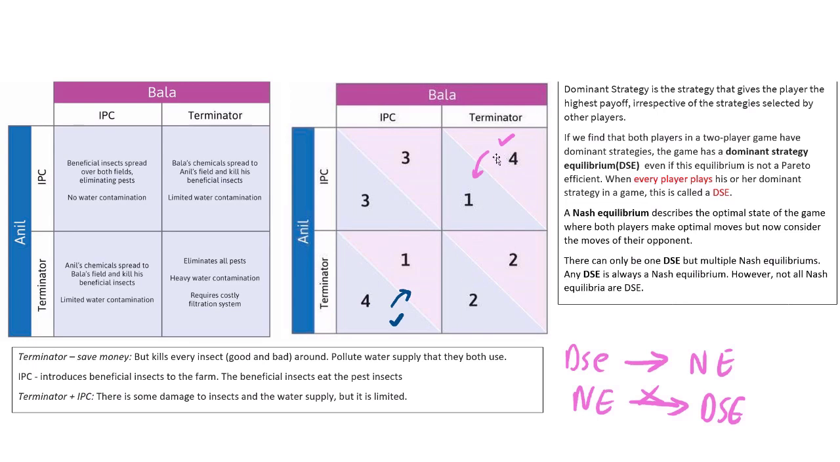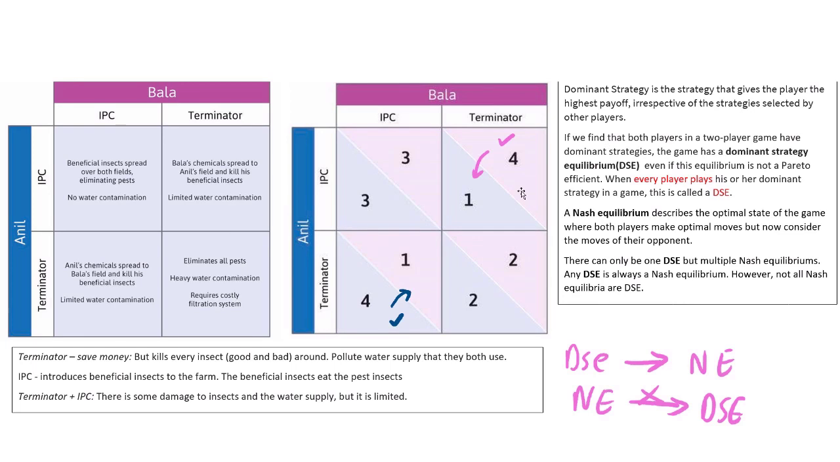So what do we get in the conclusion? In conclusion, the dominant strategy for Bala is to use Terminator, okay? And the dominant strategy for Anil is to use Terminator also. This is their dominant strategy, okay? Then if both of them choose to use Terminator, then this is called a dominant strategy equilibrium.